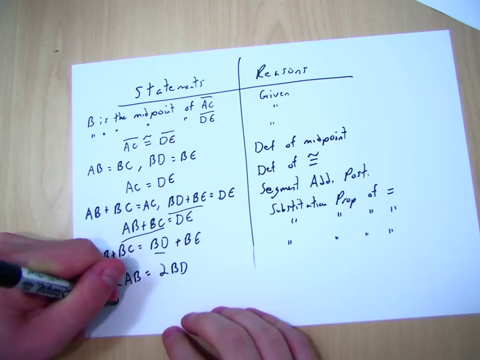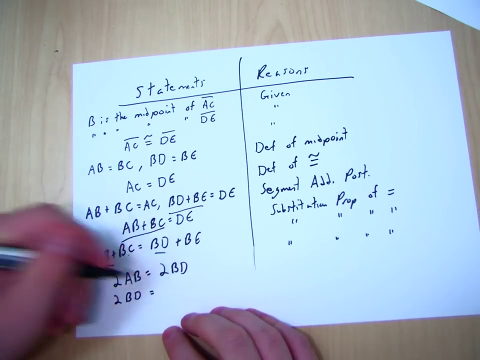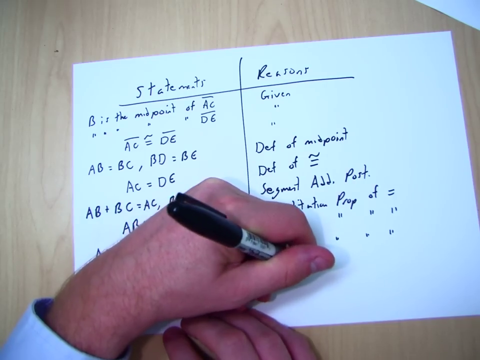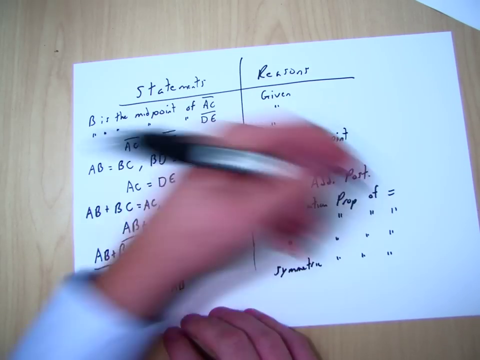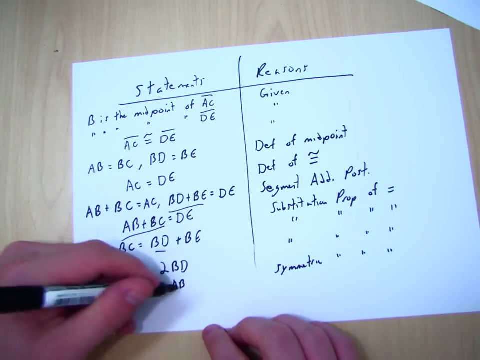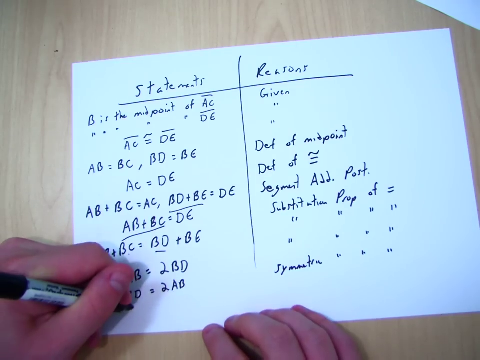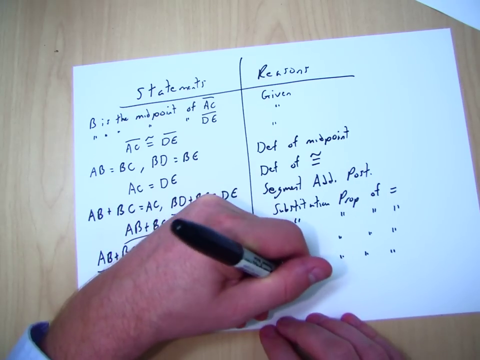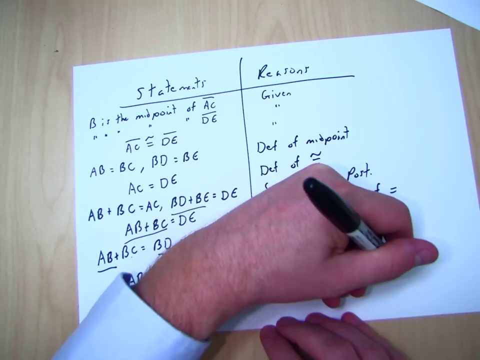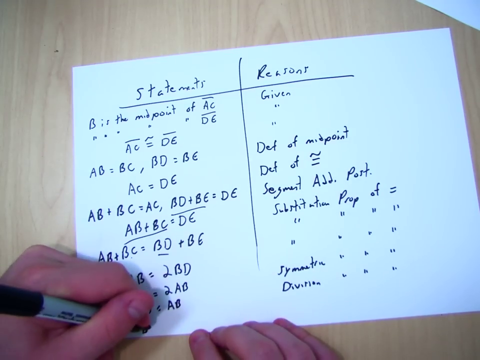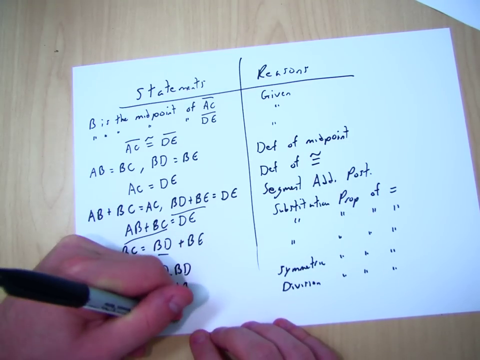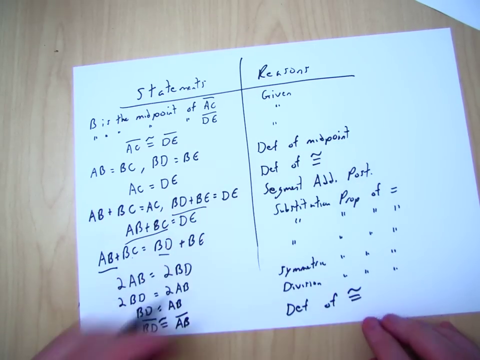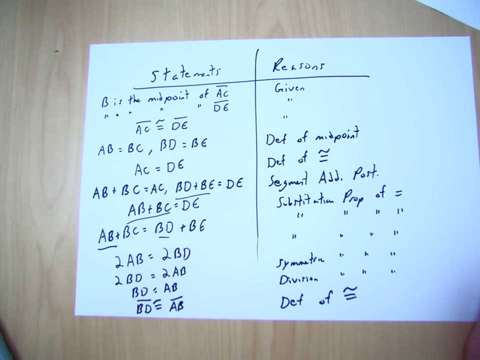Okay? And I'm going to get here that 2BD is equal to 2AB, and that's because of the symmetric property of equality. And last but not least, I'm going to divide everything by 2, in which case I'm going to get that BD is equal to AB because of the division property of equality. And last but not least, I'm going to write that BD is congruent now to AB because of the definition of congruence. Long, long proof, but that's how we do that one there.